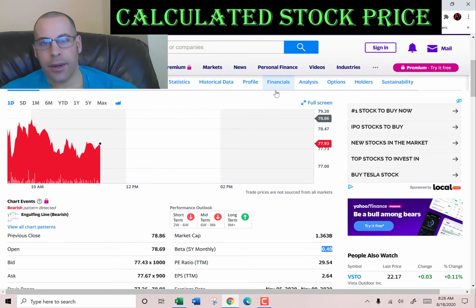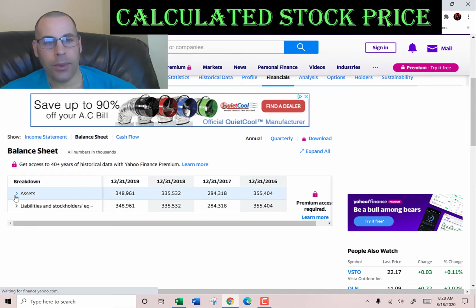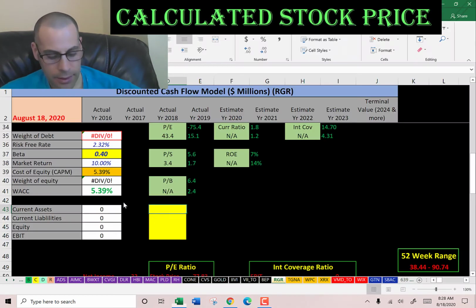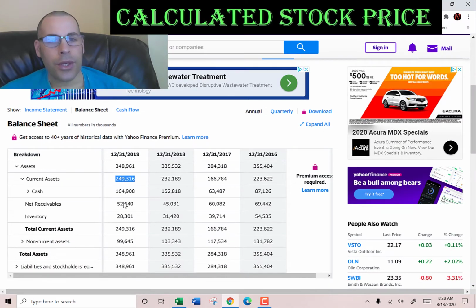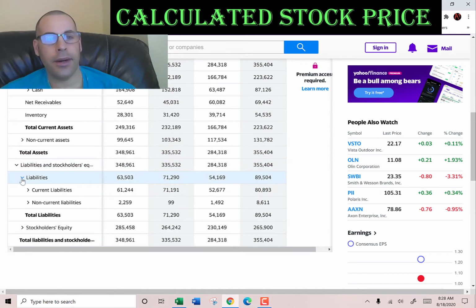Let's get the current assets. We need this to calculate the current ratio later. And current assets are the assets that can be liquidated into cash within 12 months. That's $249 million. And that's $164 million of cash, $52 million of receivables, and $28 million of inventory. Let's get their current liabilities at $61 million.